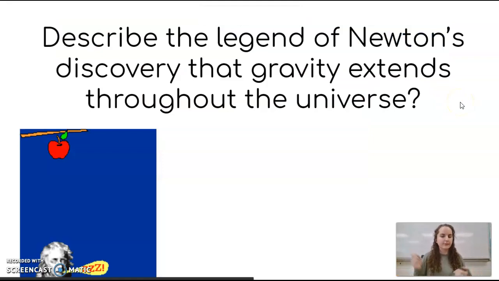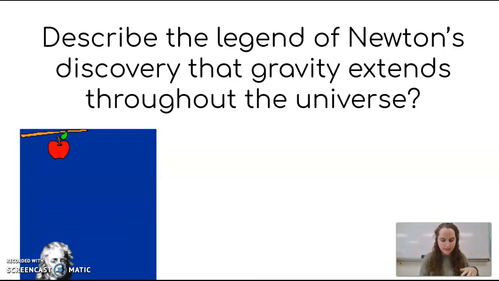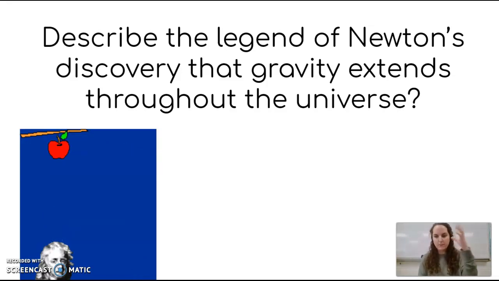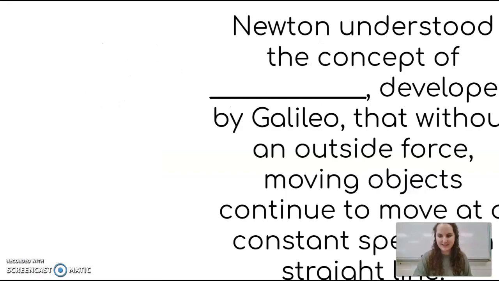So you had to describe the legend of Newton's discovery that gravity extends throughout the universe. And you should have something along the lines of this: Newton got hit in the head with an apple and he came to the conclusion that they are both pulled by Earth's gravity. So not only is the moon pulled by Earth's gravity, but this apple is also pulled by Earth's gravity. And this is the idea that Newton came about with Newton's discovery of gravity.